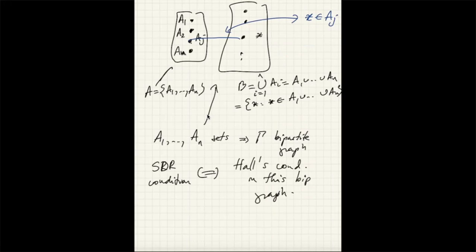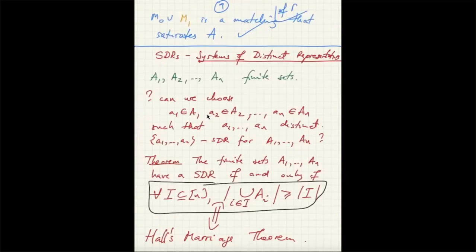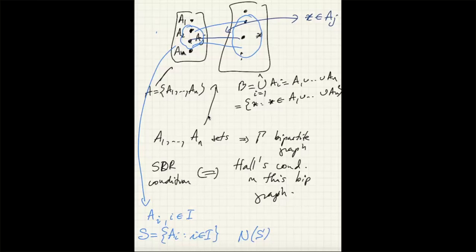Why is that? Well, if I take some subset of a collection of subsets there, something Ai with i in I, something like that, and I look at the neighborhood of this, so I take S to be Ai with i in I, the neighborhood of S on the other side consists of all elements x that are contained in at least one of these sets. So it's the union over all i in I of Ai.